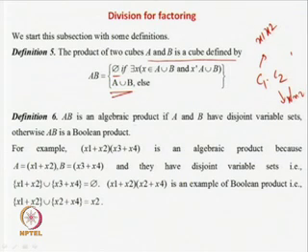Okay. So AB is an algebraic product if A and B have disjoint variable sets, otherwise A and B is a Boolean product. Obviously if A and B have no terms in common, then if you make a product among them, it will be a disjoint variable, so it will become an algebraic product. Otherwise A dot B will be a Boolean product, because some terms will be common and obviously one term will include the other. So let us see by the example.